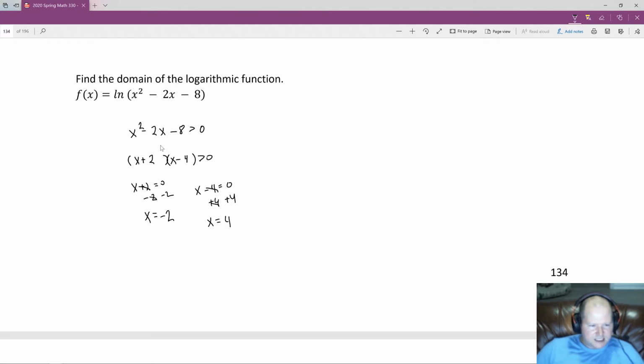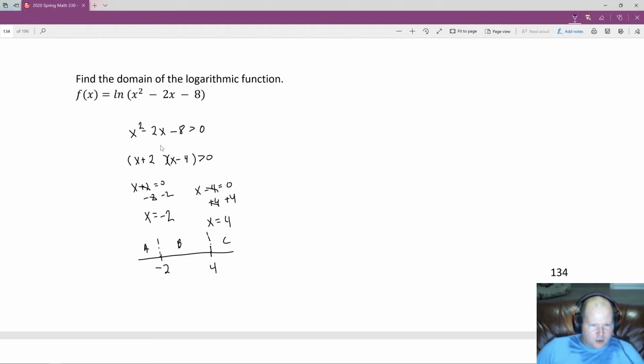But it's not that simple, right? Because we need to know which parts of this to include in our domain. Now, one way is to do a test. So you can say this is part A, this is part B, this is part C, and you would do a little test point in between there.